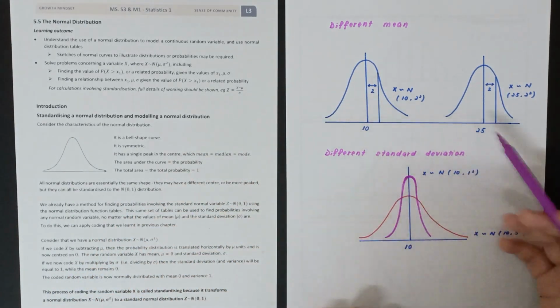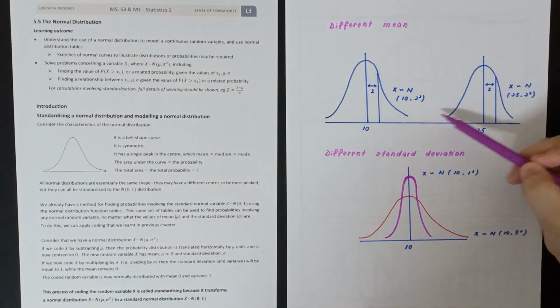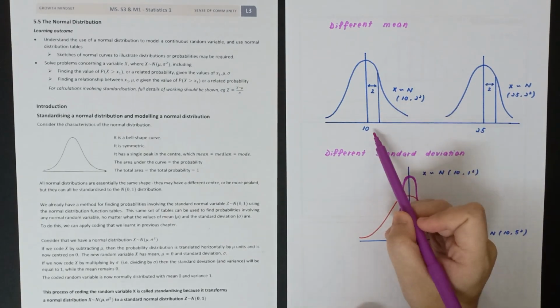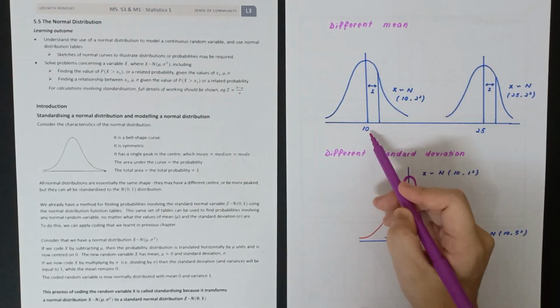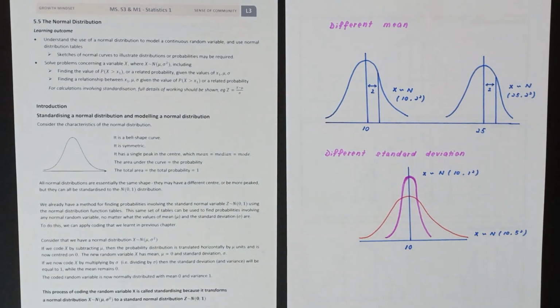So that's why if they have the same standard deviation, meaning the spread of the data is roughly the same for these two distributions, the difference is the mean here. The mean here is at 10 and the mean here is at 25. So okay, maybe I can give you an example.